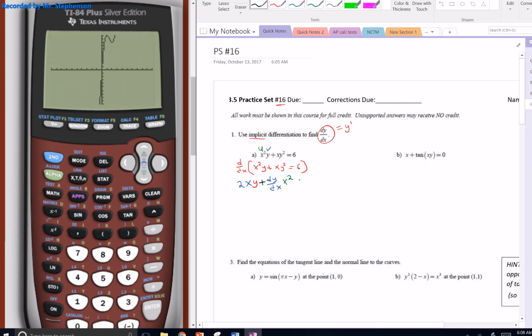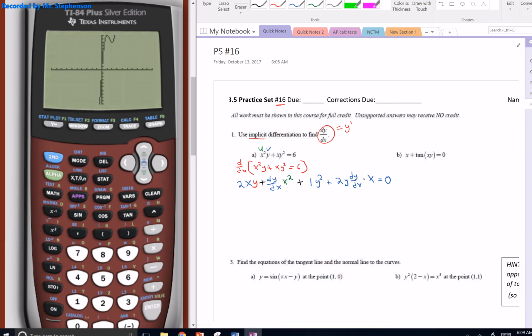And then notice that the next term over here also has a product going on. So we have to use the product rule again. You've got to get really good at the product rule and stay good at it. So now the derivative of x is 1, times y squared, plus the derivative of y squared is 2y dy/dx, times x. And this is all equal to the derivative of 6, which is 0.